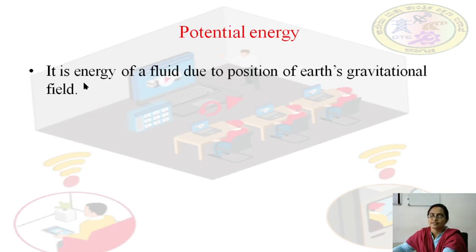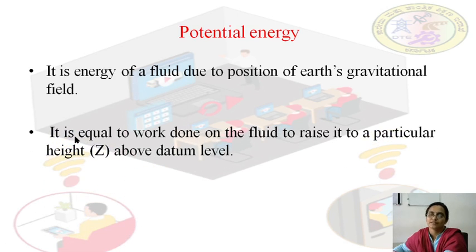Now potential energy. It is the energy of fluid due to position in the Earth's gravitational field. The gravitational field exerts a force on the fluid, and that energy is called potential energy. It is equal to the work done on the fluid to raise it to a particular height z above that level. The potential energy can also be defined as the energy required to raise the fluid to a particular height above the datum level.